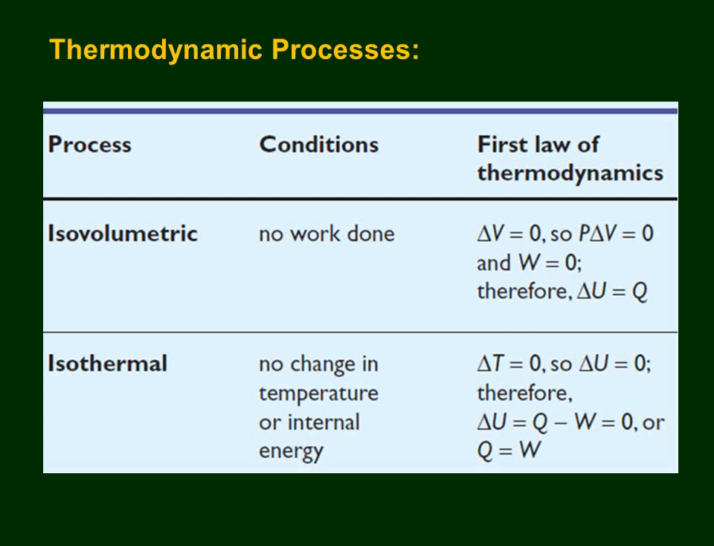So this is isothermal. Substituting delta U equals 0 in the first law of thermodynamics, delta U equals Q minus W, so Q equals W. So heat is applied to the system, so the system can do work, or heat is lost by the system, so work is done on the system. Okay, this is the isovolumetric and the isothermal.